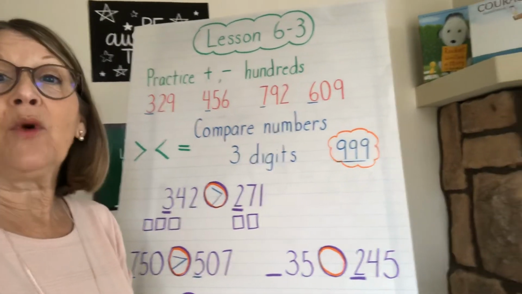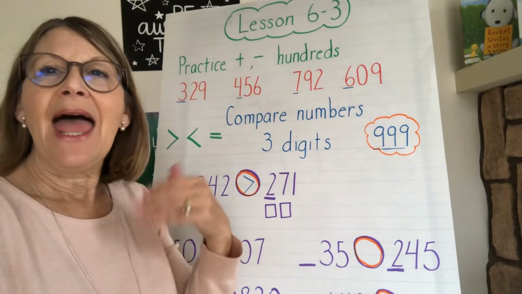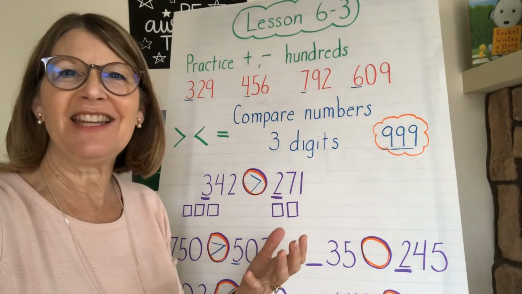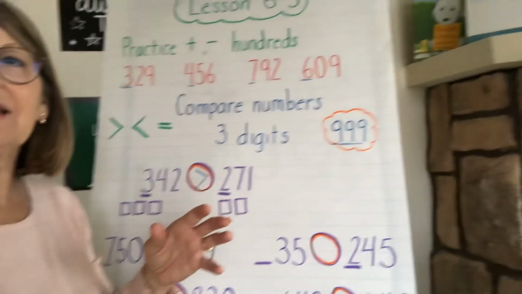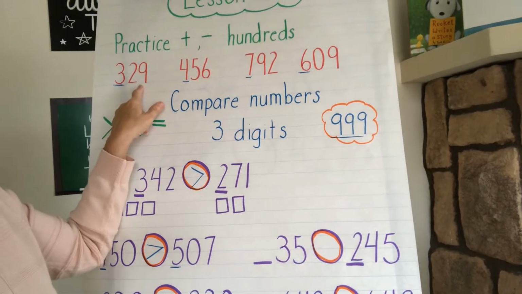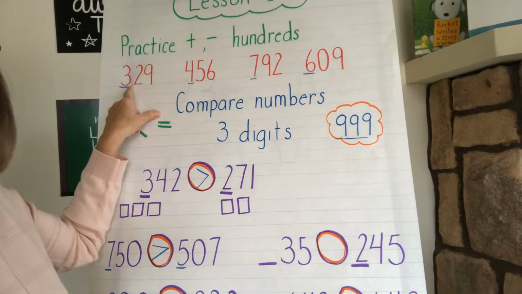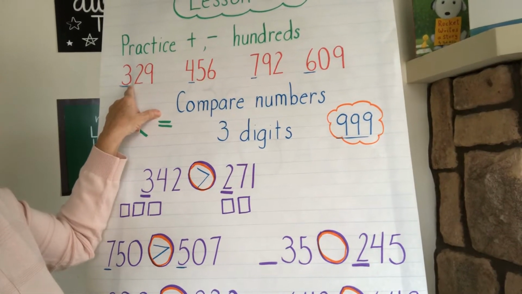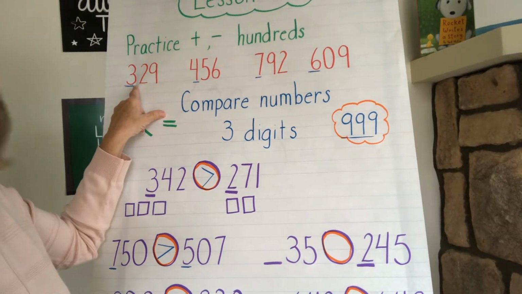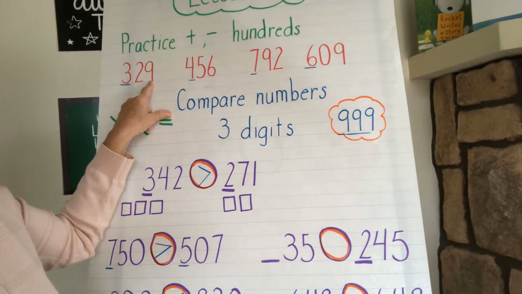Math lesson 6-3. Before we do, I wanted to review a little bit from yesterday. We talked about adding and subtracting 100 to a 3-digit number. So let's do a little practice with that all together. Let's look at 329. My eyes are going to go right to the hundreds. If I'm adding 100, I'm just going to add 1 to the 3 and get 429. If I'm subtracting 100, I'm going to get 229.